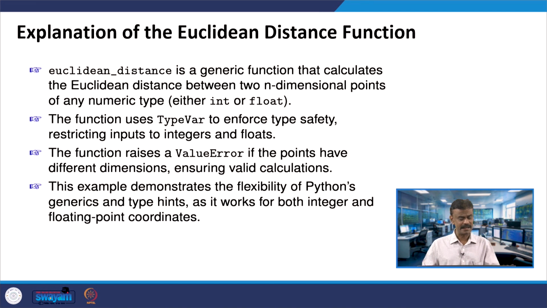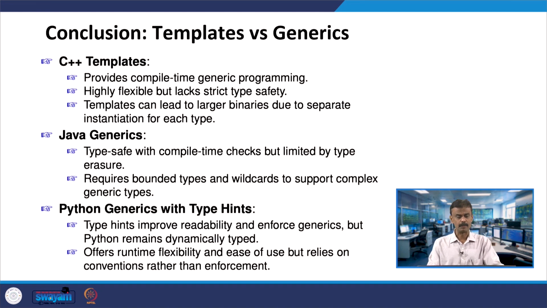So, this is the complete explanation of how the generic functions work, like the previous example. This is for your reference, you can just go through that. Whatever I have explained in the previous slides, each and every module, I have given an explanation over here. From the conclusion point of view, when we use C++, it is template, and in the case of Java and Python, we call it generics.